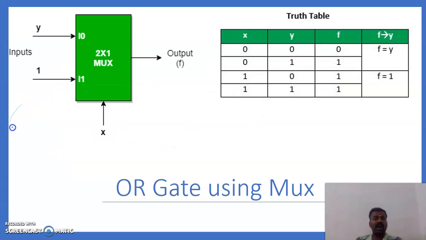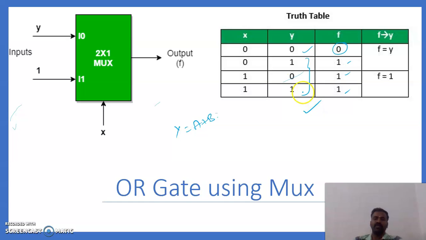Next, the OR gate. We know that the OR gate is y is equal to a plus b. So here is the truth table. For the 0 0 condition only, the output is 0. For the remaining 3 conditions, my outputs are equal to 1. So now I need to design the multiplexer according to this design.